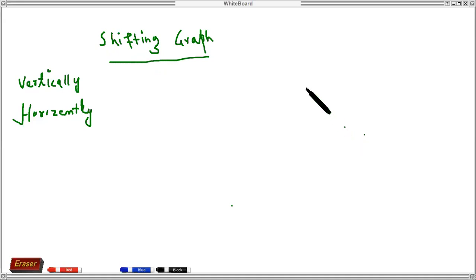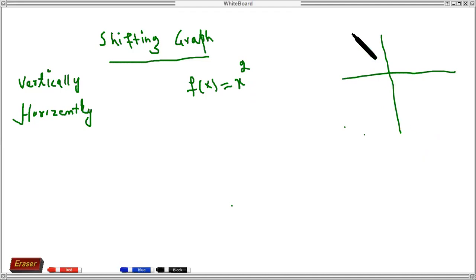Let's suppose one function is given, f of x, and f of x is equal to, let's suppose, x square. This is your function given. So what will be the graph of this function? The graph of this function is a parabola. It will be like this one. It will start from 0, correct? This position. So it's a parabola.